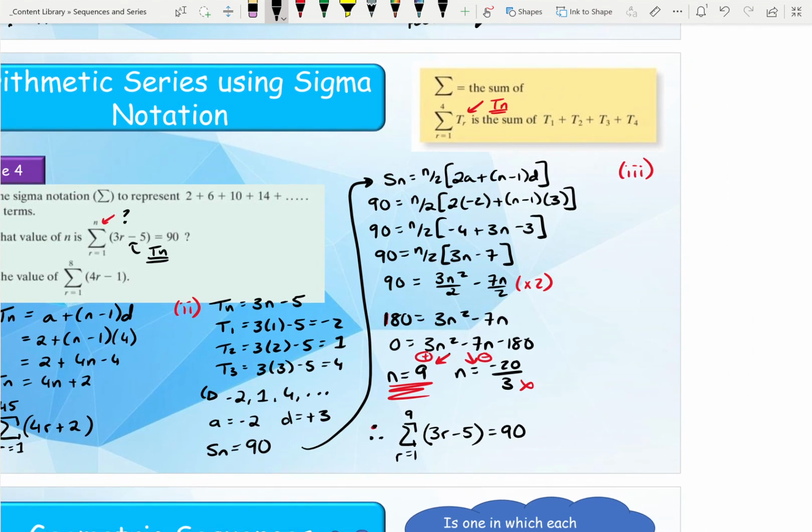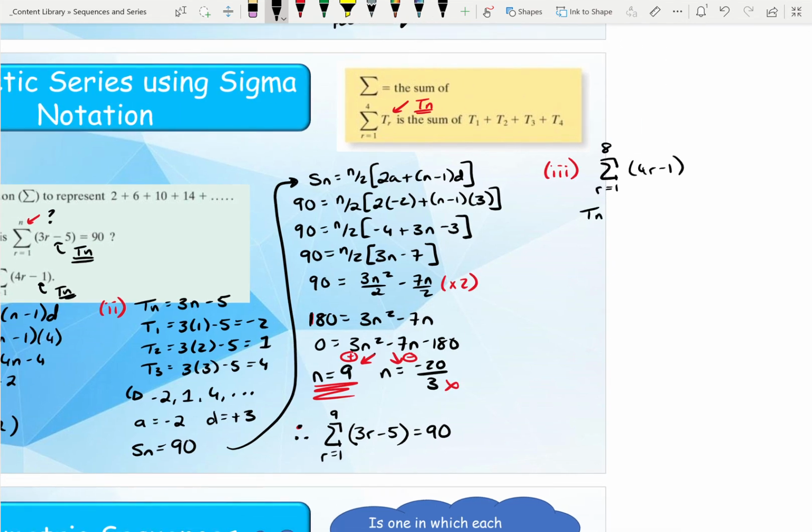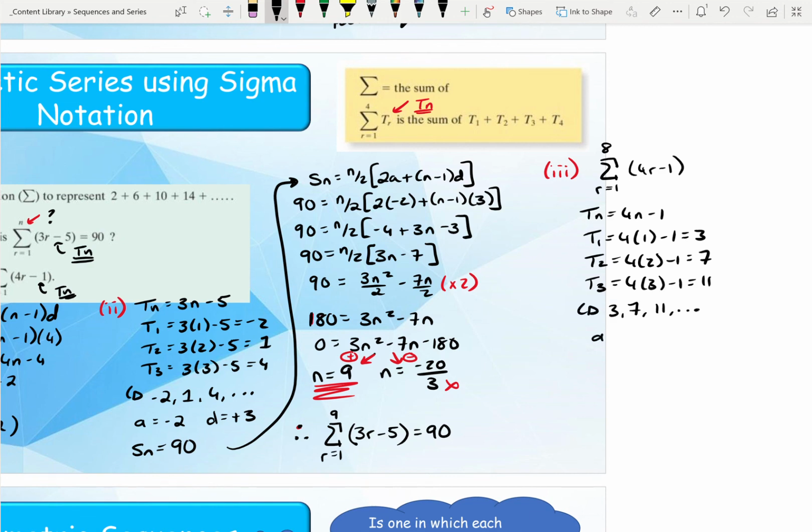Now again, to be able to use the Sn formula, which is really what it's asking me to do here, because remember, what they've given me here is Tn. To be able to use the Sn formula, I'm going to use the Tn that they've given me to find a and to find d. So to start off here, I know Tn is equal to 4n minus 1. So I'm going to find T1, which is 4 by 1 minus 1, which is 3. T2, which is 4 by 2 minus 1, which is 7. And T3, which is 4 by 3 minus 1, which is 11. So I can see my pattern here is 3, 7, 11, dot, dot, dot.